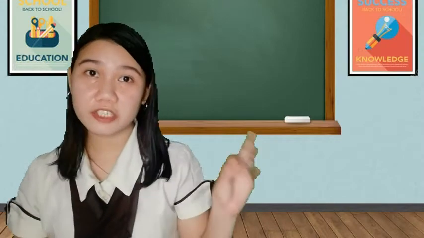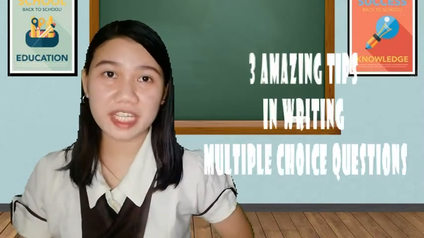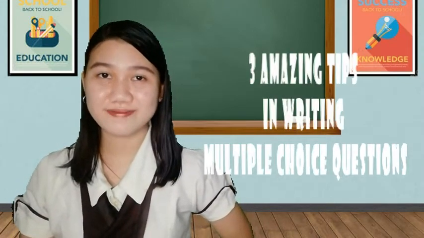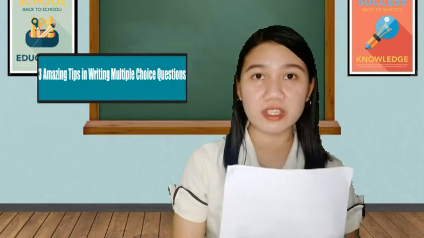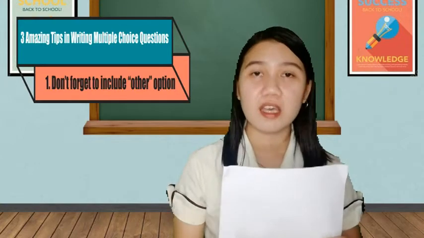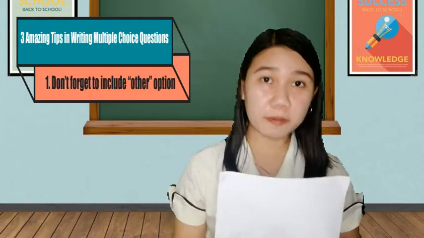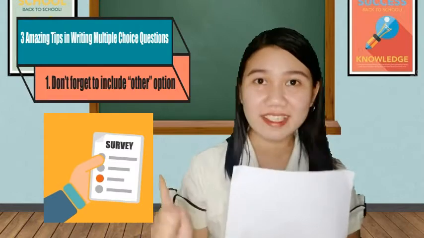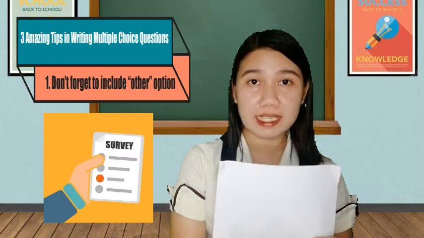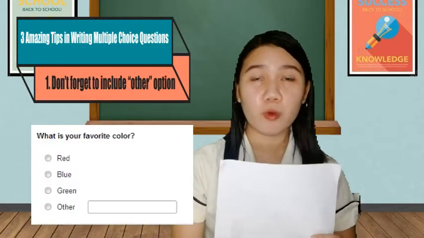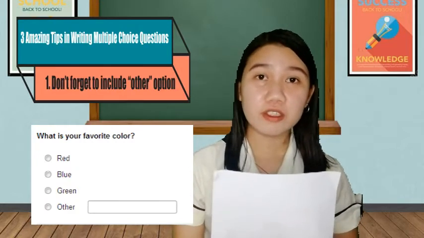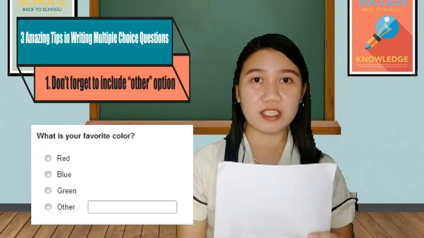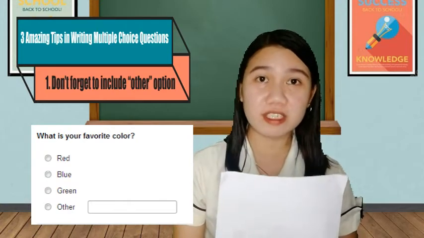So there are 3 amazing tips in writing multiple choice questions. The first one is don't forget to include the other options. So where do you usually see these options? These are usually seen in survey questionnaires where the respondents have the opportunity to write their exact answers, especially if their answer is not included in the options.